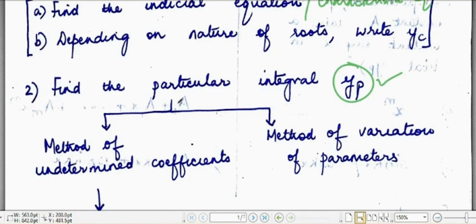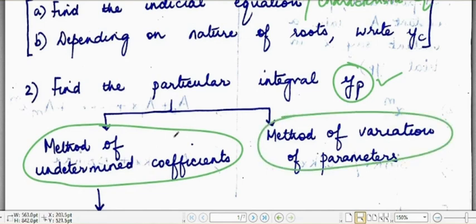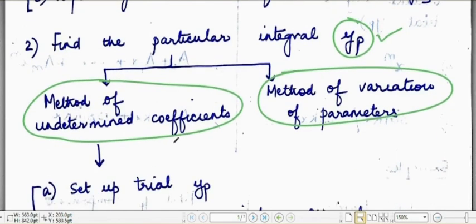So for finding yp you have two methods. These are two systematic methods that help you to find the particular integral. One is called method of undetermined coefficients and the second one is called method of variation of parameters. Now method of undetermined coefficients is what we are going to discuss in today's video.